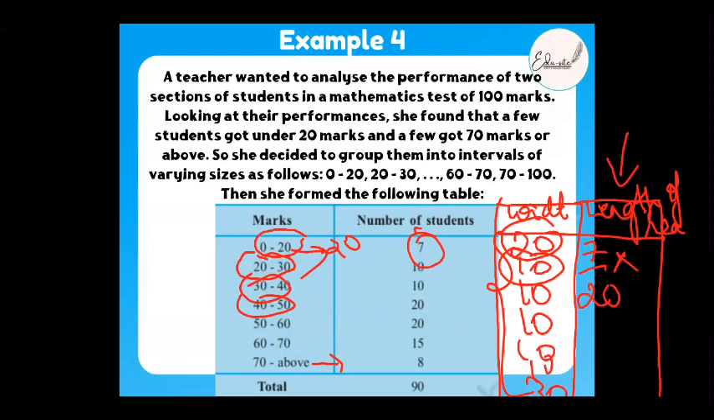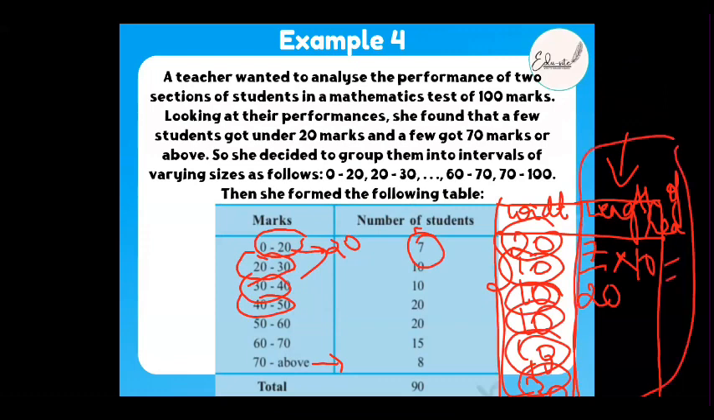Multiplied by the class size, which is least. Which is the least class size here? 10, correct? So 7 over 20 into 10. This is the length of the rectangle, correct? This should be written as 7 over 20 into 10.